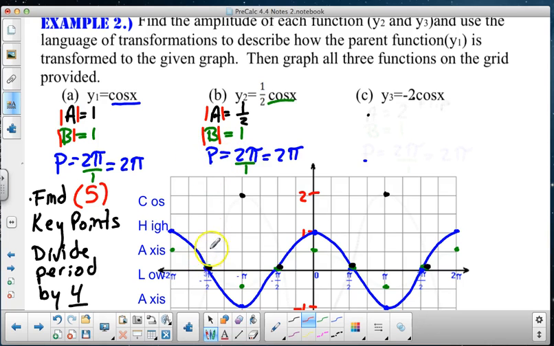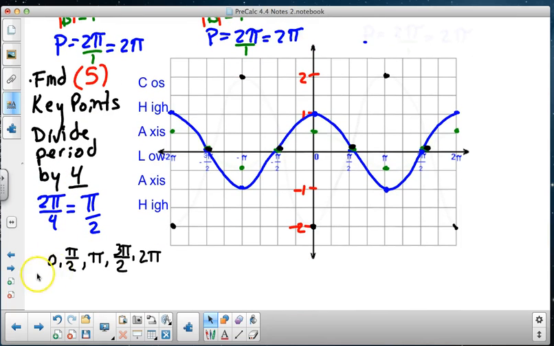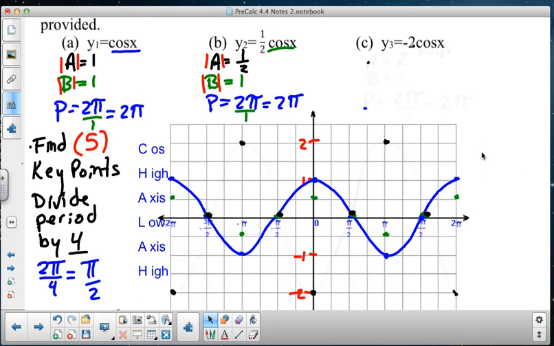Now, keep in mind, again, I'm graphing this one in green. My period is 2 pi divided by B, which is 1. So it's 2 pi. I divide that by 4, and I find my 0, pi over 2, pi, 3 pi over 2, 2 pi. We already put it on the graph. So now I just need to make sure you realize that this is going to change.